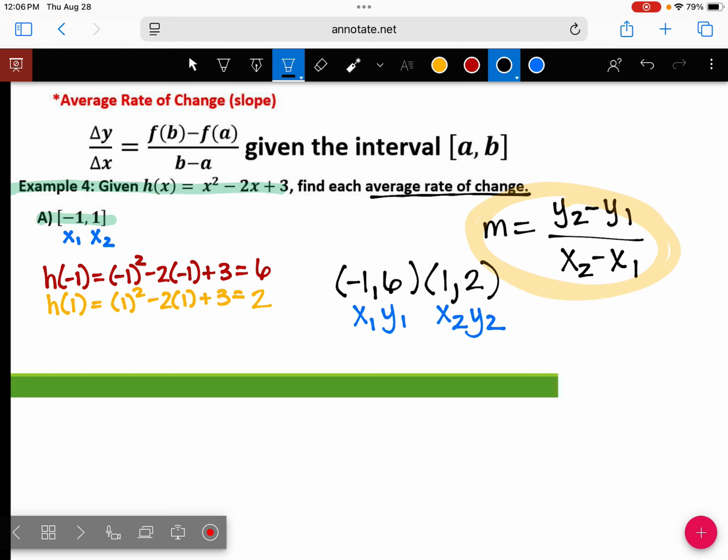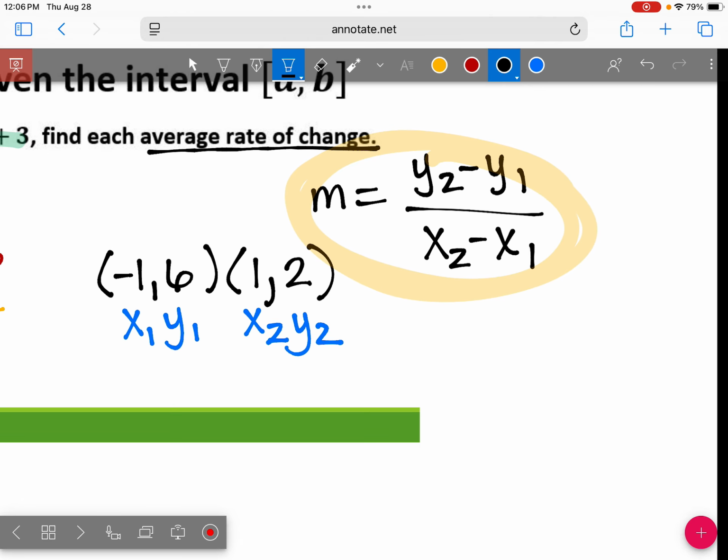So when I substitute it in, I get that m equals y2, which is 2, minus y1, which is 6. And that's over x2, which is 1, minus x1, which is -1.